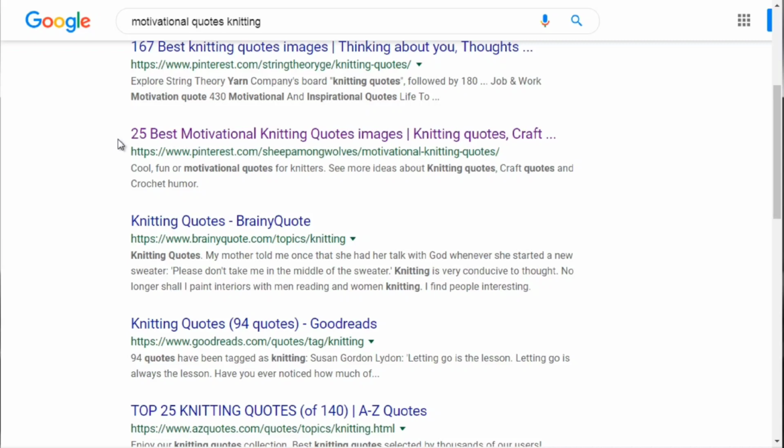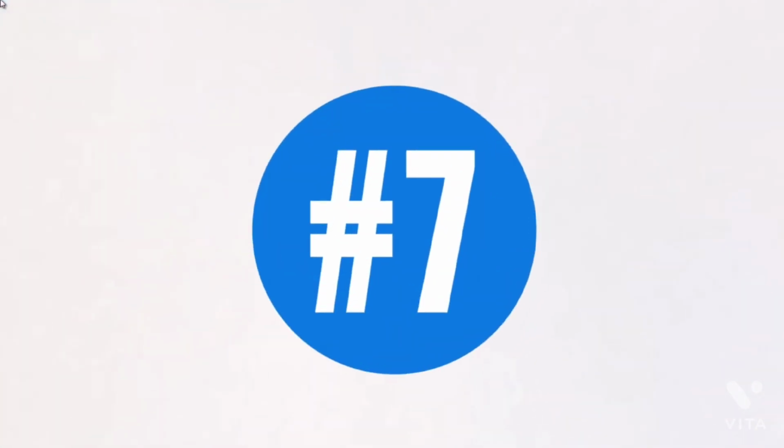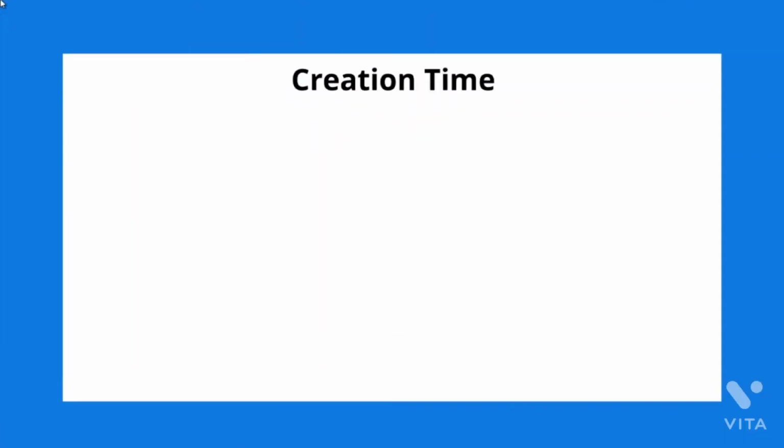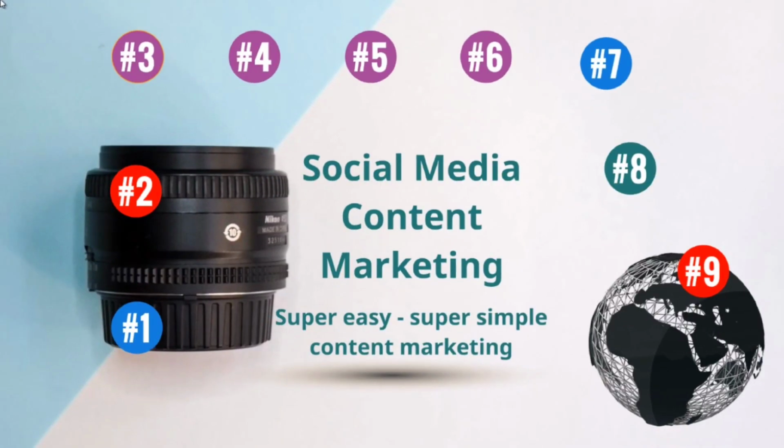All right. So now let's move on to the next video. Hello and welcome back. This is video number 7. And we're going to talk about creating these simple pieces of content. Now, I'm going to show you different tools that you can use to create these pieces of content. Some of them range from using a site called GetStencil, Canva, and more. I'm going to show you how to use GetStencil in just a minute.